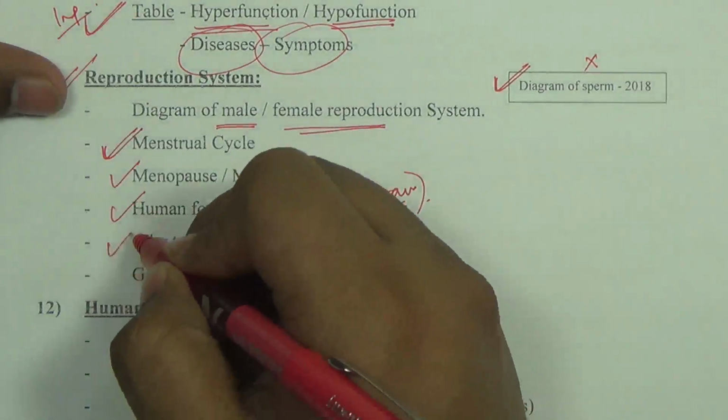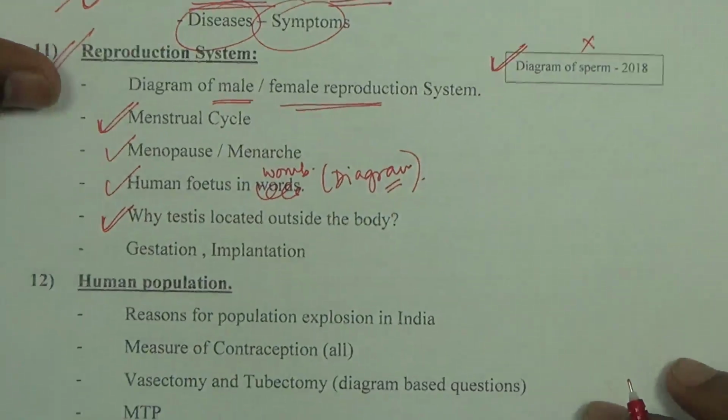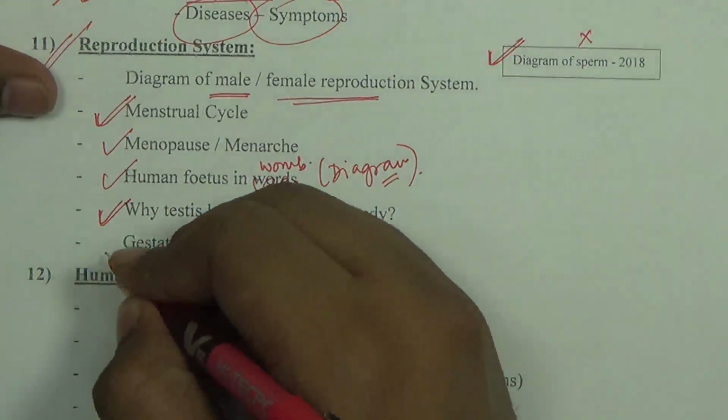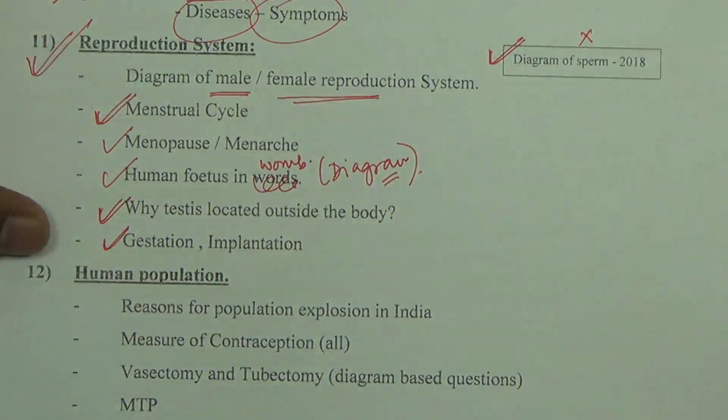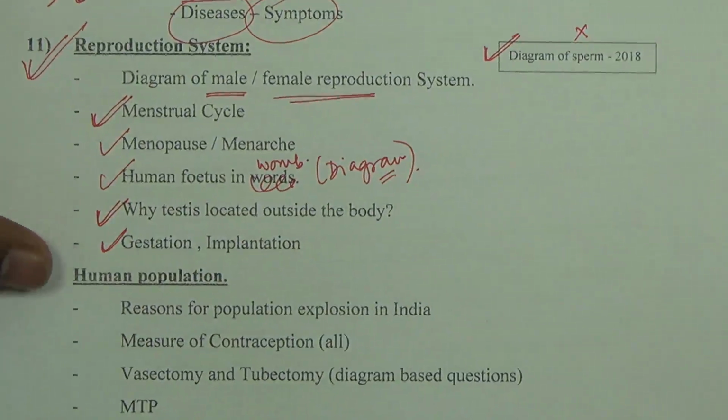Why is the testis located outside the body? Again, a very favorite question of ICSE. Next, what do you mean by gestation and implantation? Few important words which they can ask you for definition.